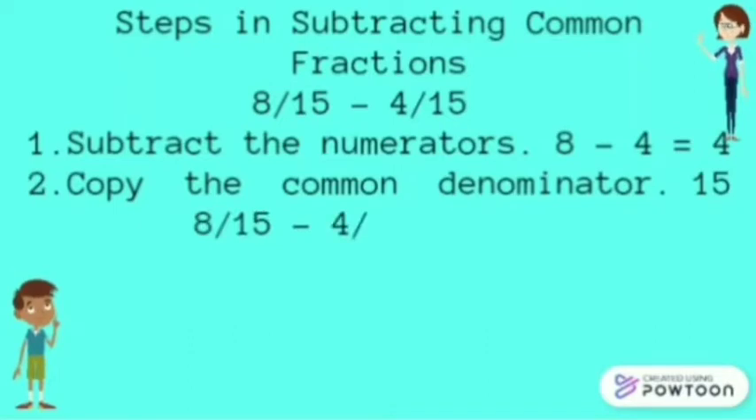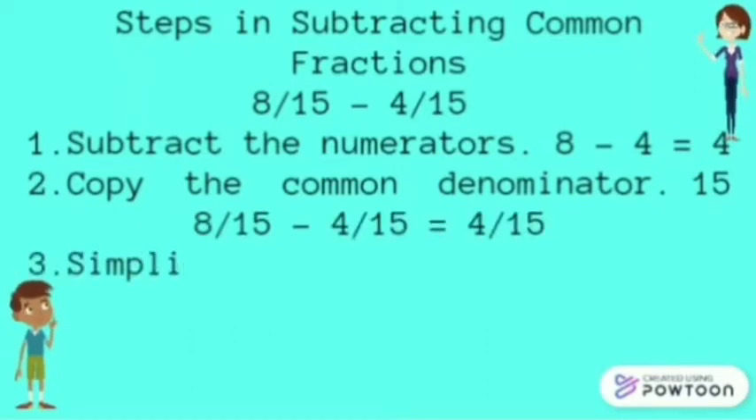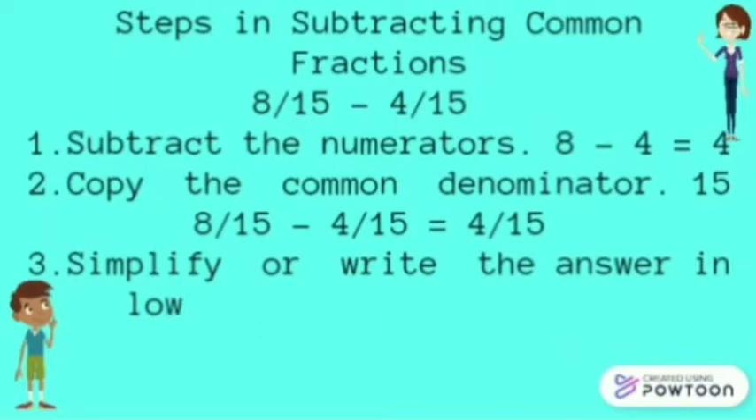So, 8/15 minus 4/15 is 4/15. Then simplify or write the answer in lowest term. Since 4/15 is in its lowest term, 4/15 is our final answer.